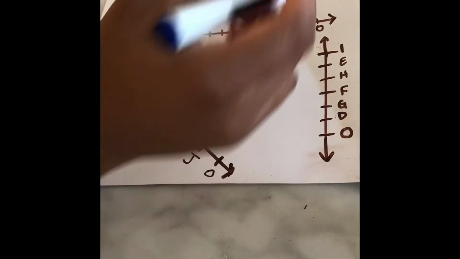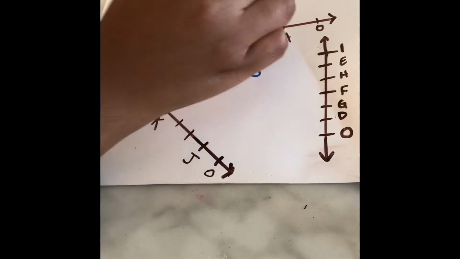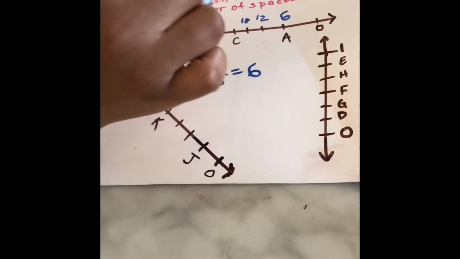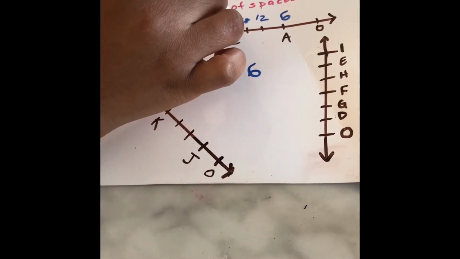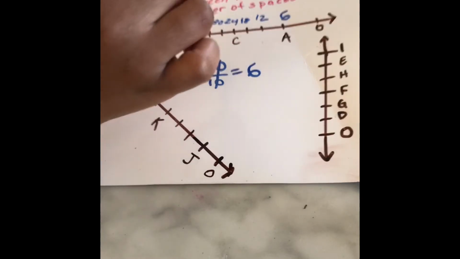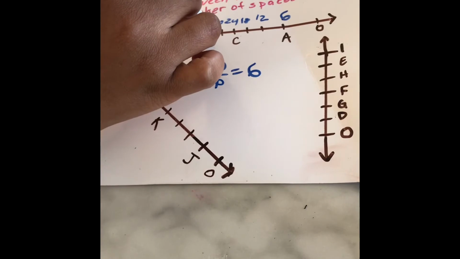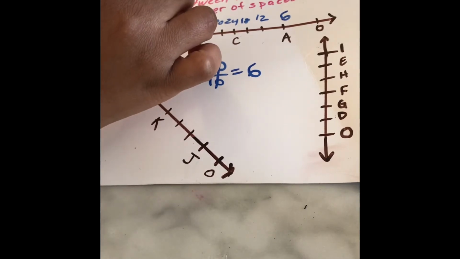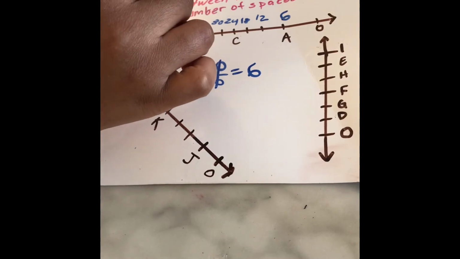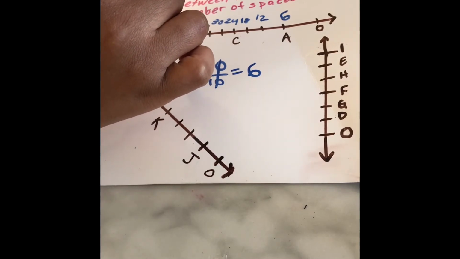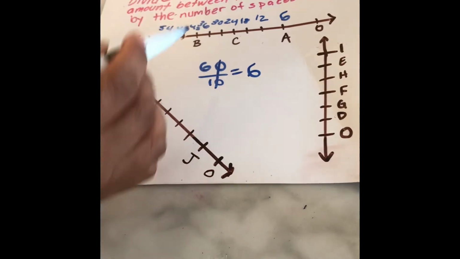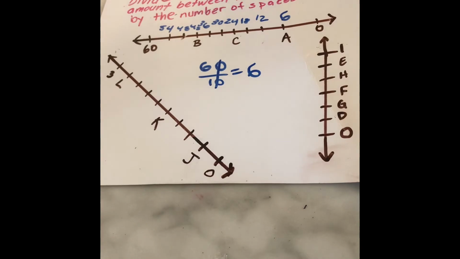So 6 times 2 is 12. 6 times 3 is 18. 6 times 4 is 24. 6 times 5 is 30. 6 times 6 is 36. 6 times 7 is 42. 6 times 8 is 48. And 6 times 9 is 54. And 6 times 10 is 60.